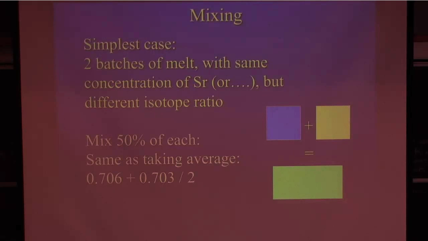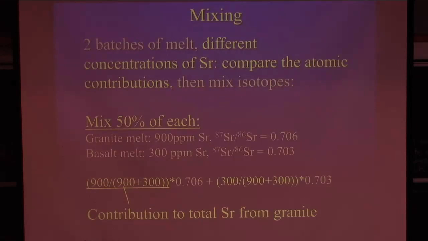Different concentrations, yeah. So usually the concentration of the elements for which you have isotopes that you're measuring or interested in are not going to be exactly the same in concentration. So I have to adjust for that. I have to count the atoms basically from both melts to come up with what the average will be.